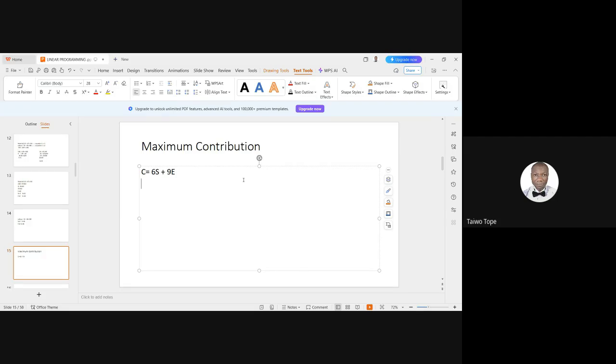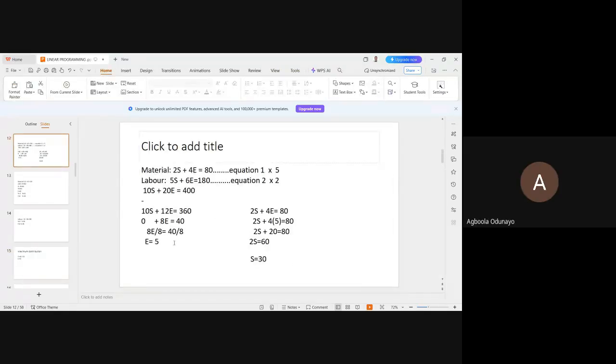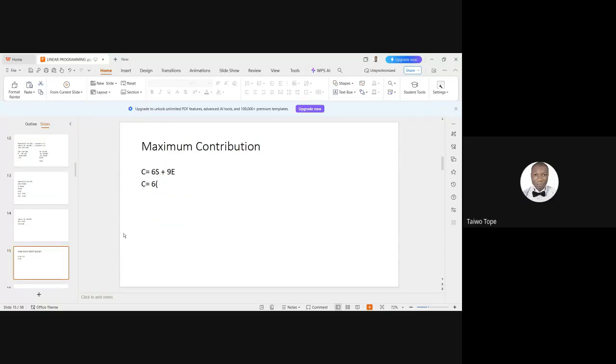So C would now be equal to what? 6 multiplied by what? The value of X is what? 5, sir? No, sir, it's 30. One is 5, one is 30. Okay, fine. So the value of X is what? It is 30.